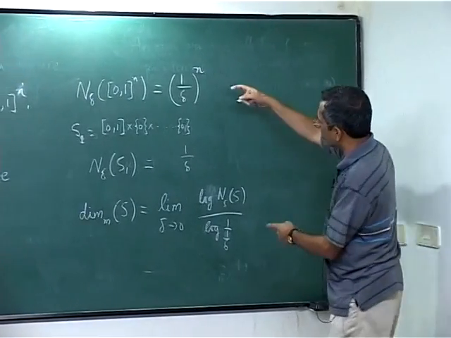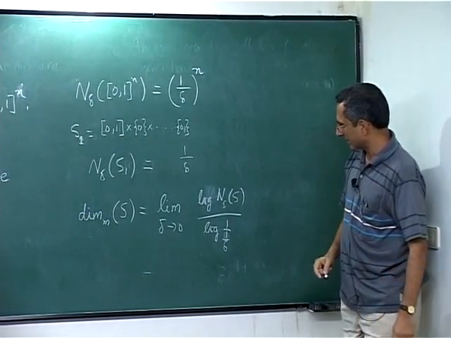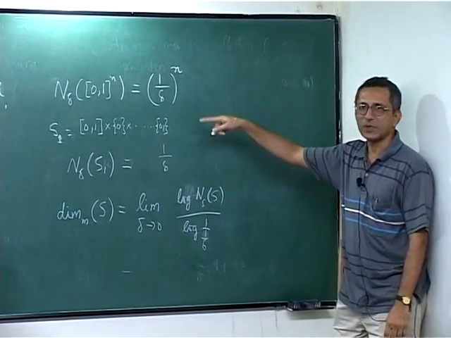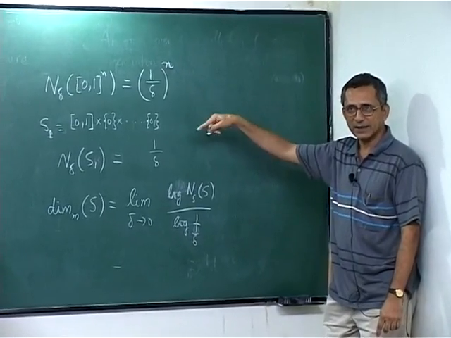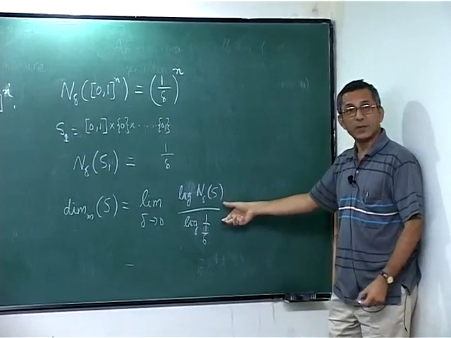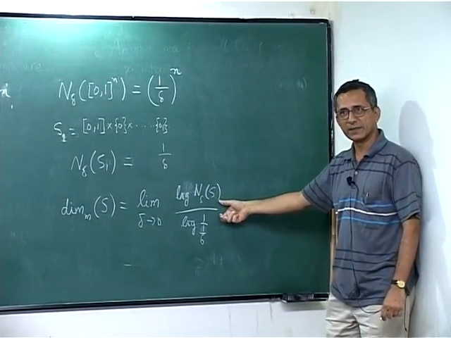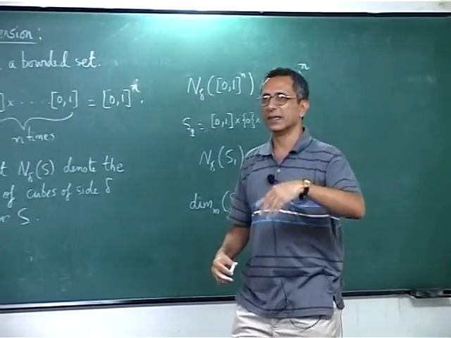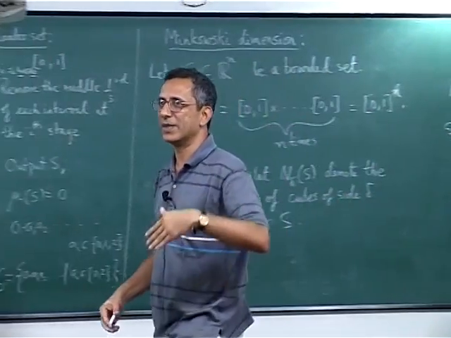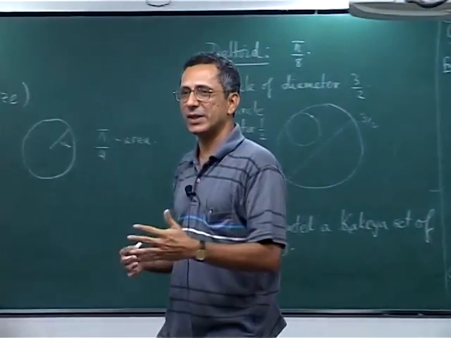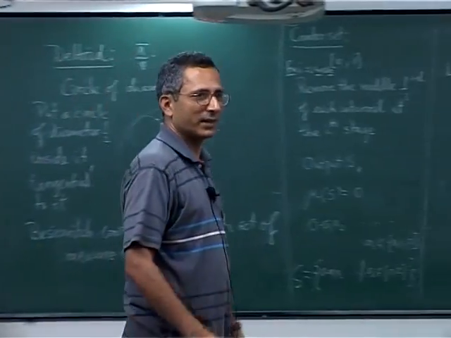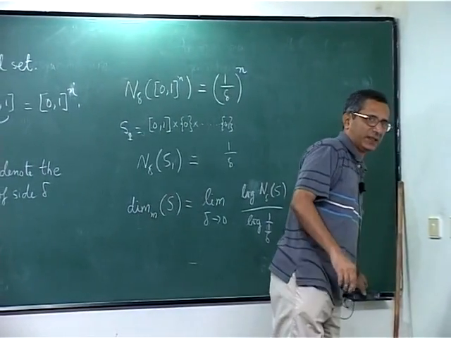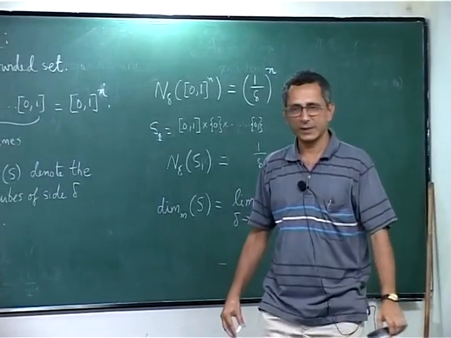So you can look at these two examples and convince yourself that it's at least capturing the intuitive dimension of these two things. One problem could be that this limit doesn't exist, right? But then it will have an upper limit and a lower limit, and they are called the upper and lower Minkowski dimension. There are sets for which the limit doesn't exist. So those things don't have a Minkowski dimension. They only have an upper and lower Minkowski dimension.